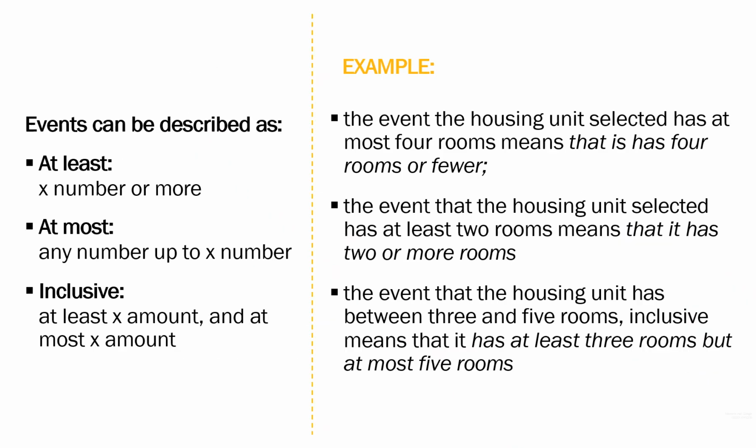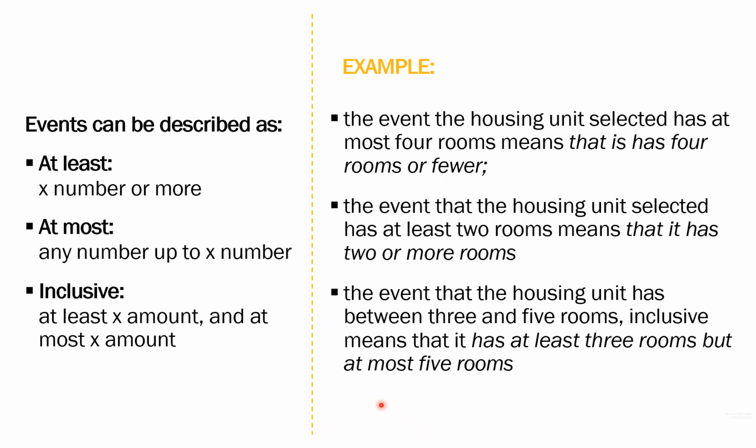So events can be described as "at least," which means it is X number, so any random number or more; "at most," any number up to a certain number; and then inclusive. So it has to be at least a certain amount and at most another certain amount.